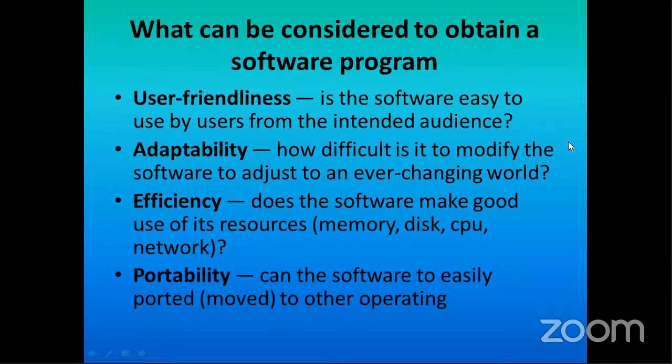Then efficiency. Does the software make good use of its resources? At times you install a software on your phone or your computer, and you find that it is taking up much more space than it was supposed to use. Because of maybe too many updates, it downloads even unnecessary programs. And maybe some programs, you find that they are not fast on the network. Some programs make the CPU heat, and maybe the fan is running very fast. That is to do with efficiency.